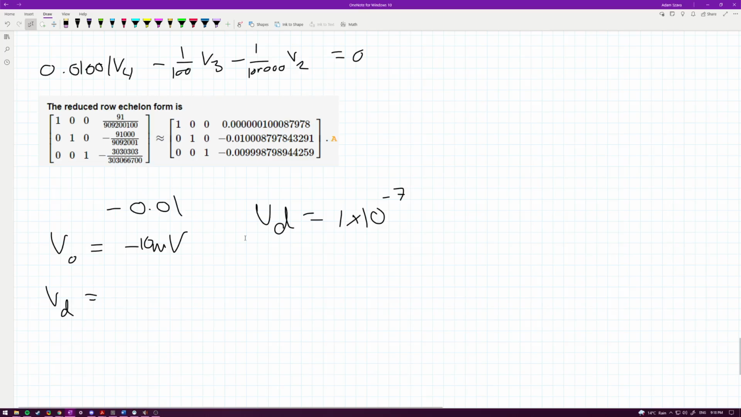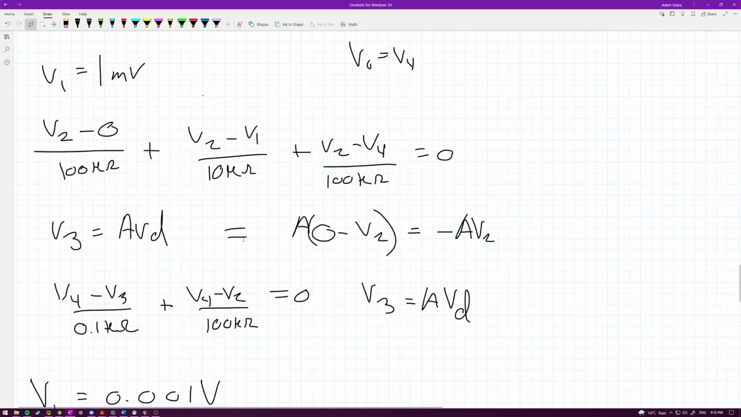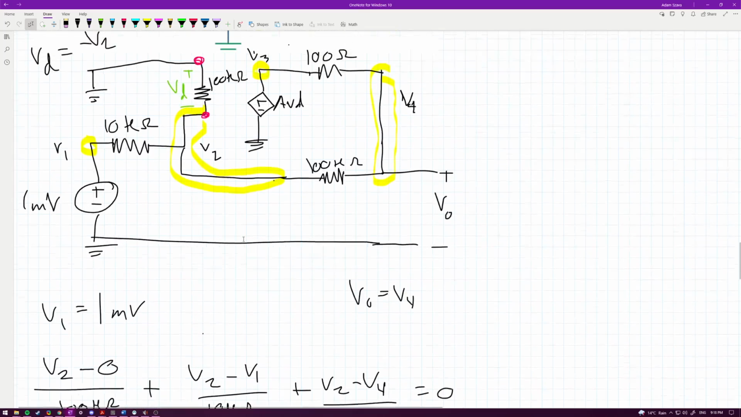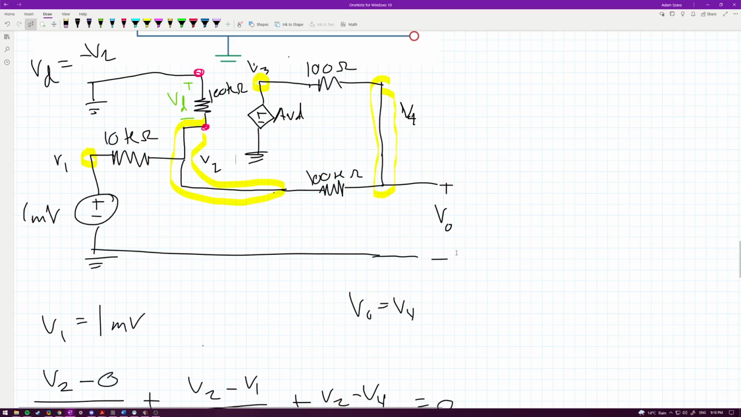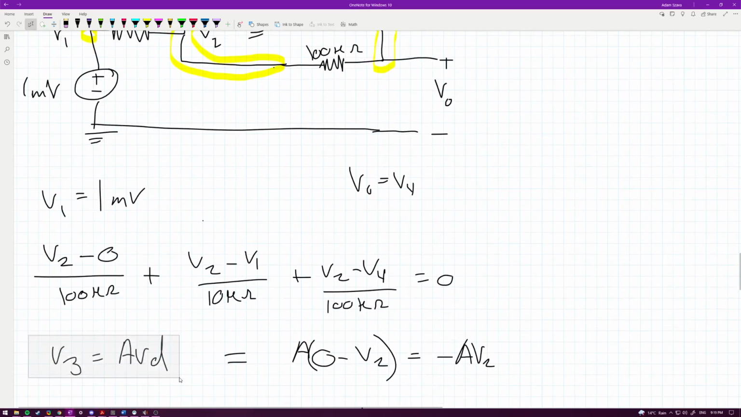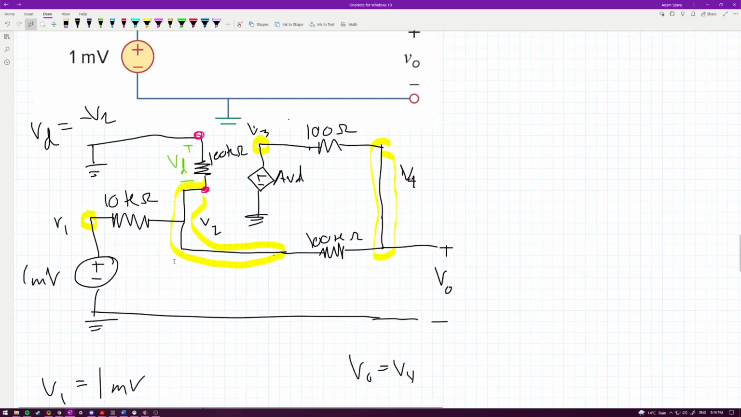So could you scroll back up? A bit higher, just where you started assigning the nodes. So yeah, right over here, V3. What Awais pointed out was that V3 would be whatever the dependent source right next to the node is, so V3 would be AVD, and that's always the case. And then I noted that VD was 0 minus V2, and substituted that in. So that means VD would equal -V2, right?